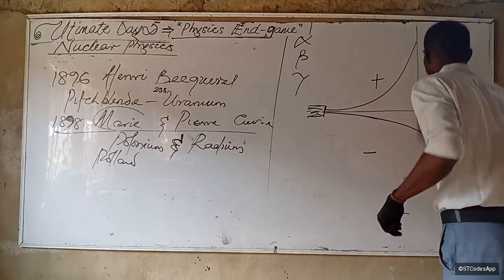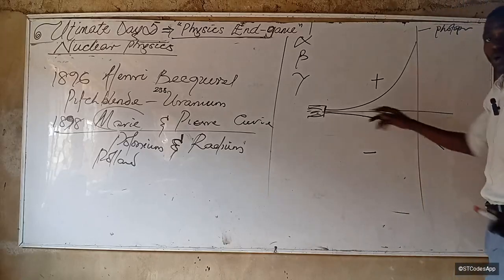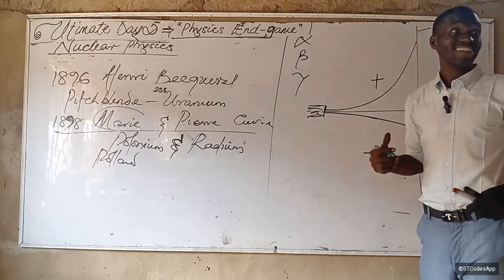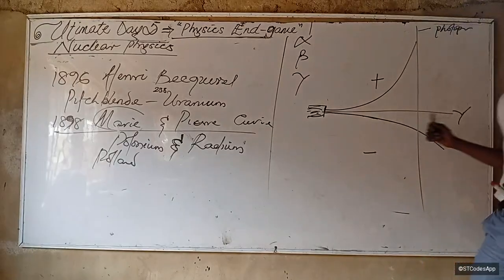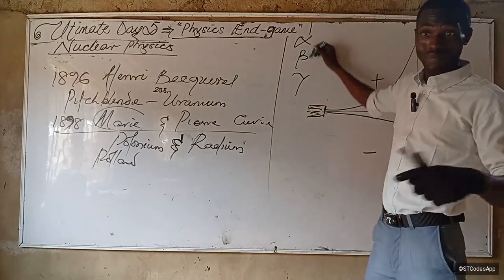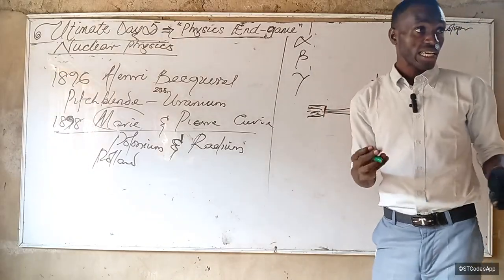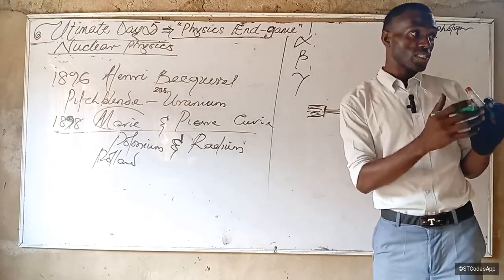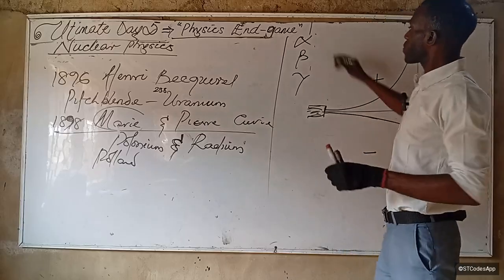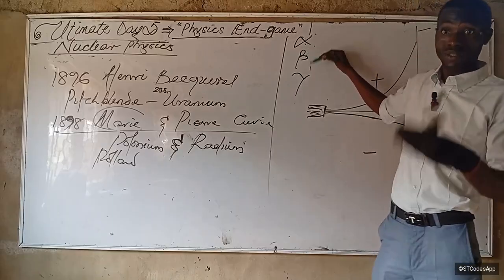We call this a photographic plate. Now the one that is not deflected at all is gamma. It was the strongest. Basically, alpha, beta, gamma simply means the first letters of the Greek alphabet: alpha, beta, gamma, delta, epsilon. So it simply means first type of radiation, second type of radiation, third type of radiation.